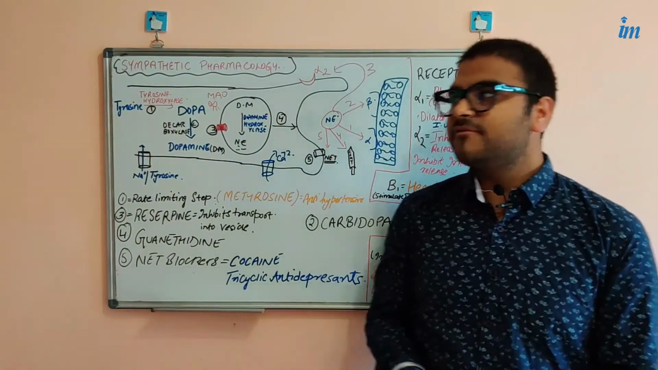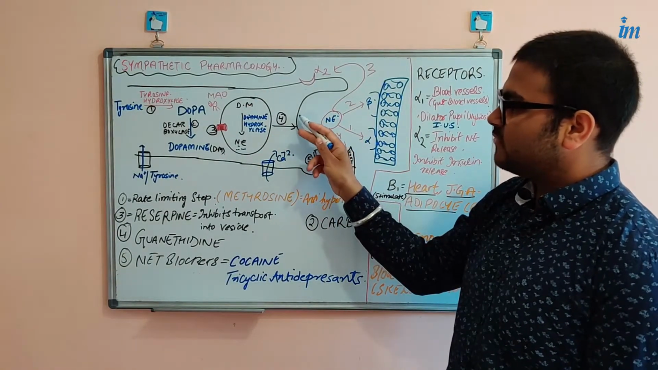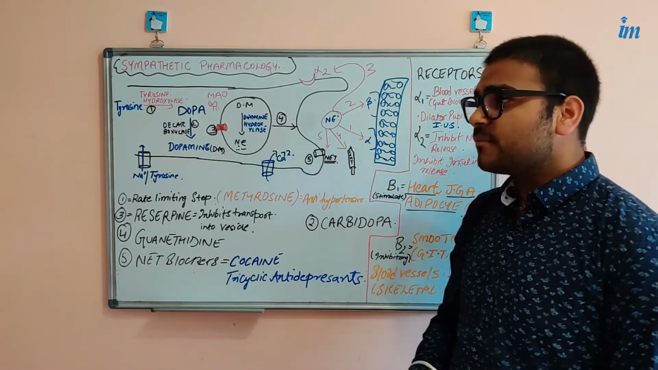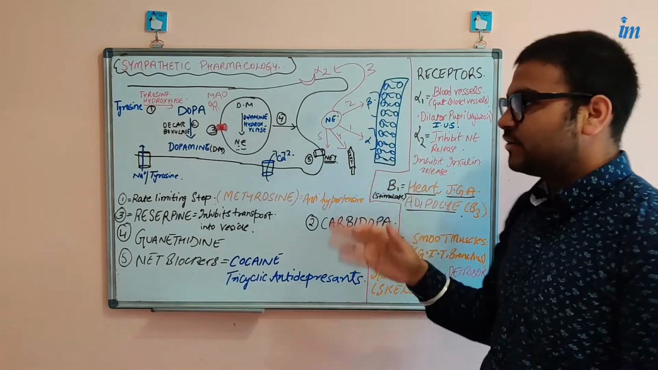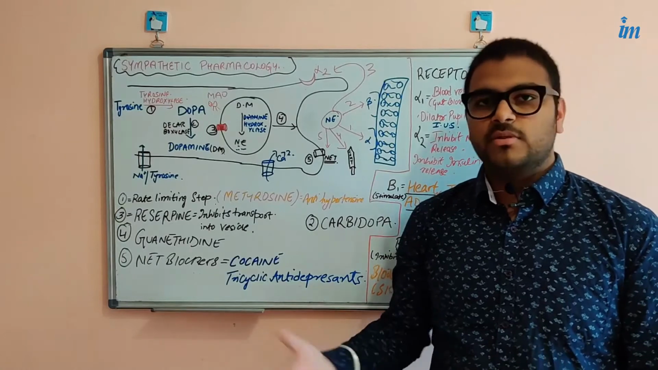So this norepinephrine is secreted by this neuron, into the synaptic cleft, and from the synaptic cleft this norepinephrine will bind to the target organ. Wherever the receptor of the norepinephrine is present, it will bind there.